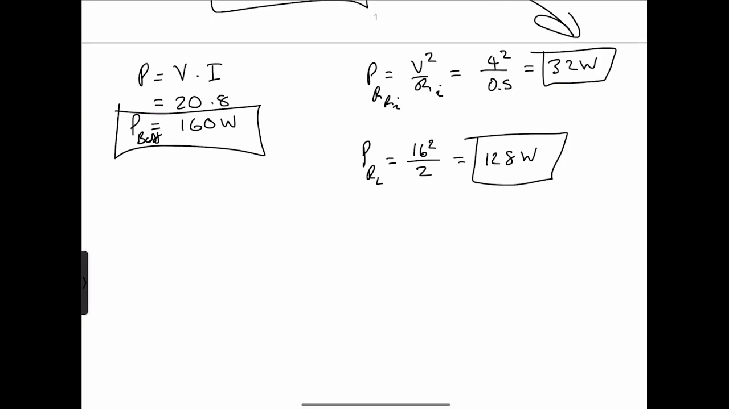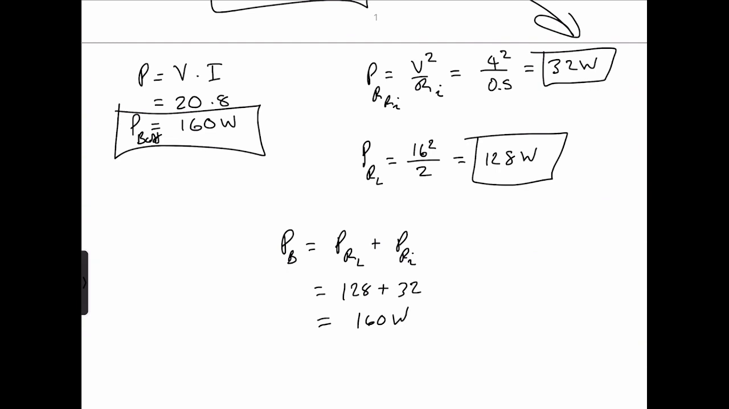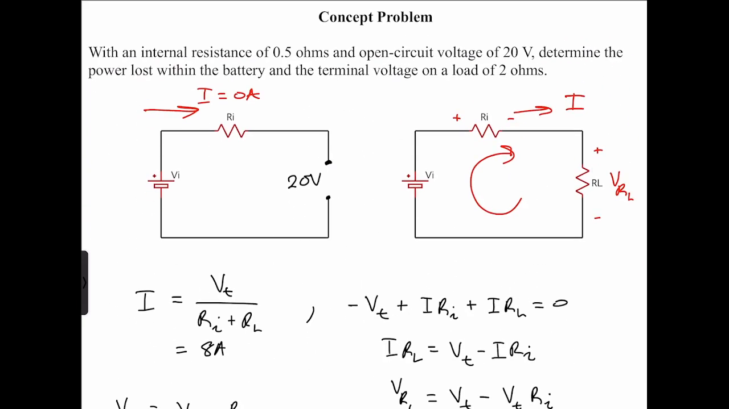And we can then check the conservation of power. We know that the power of the battery is equal to the power consumed by RL and Ri. So that should equal 160. So this should be 128 plus 32, and that is equal to 160 watts. So that's it for today's problem. I'll see you in the next one.